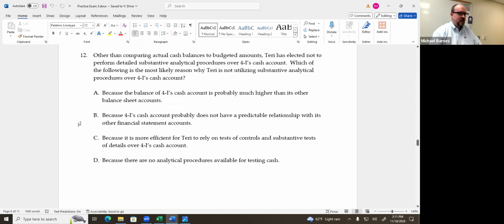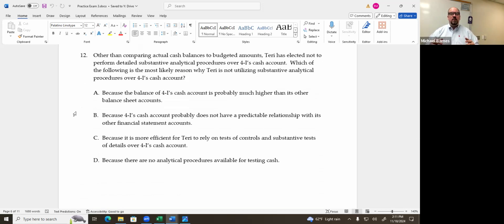Other than comparing actual cash balances to budget amounts, Terry's elected not to perform detailed substantive analytical procedures over 4i's cash account. Which of the following is the most likely reason why Terry is not utilizing substantive analytical procedures over 4i's cash accounts? All right, so we talked about this. Analytical procedures can be used to a very limited degree for cash, but we have a hard time doing any kind of relationship testing for analytical procedures for cash.